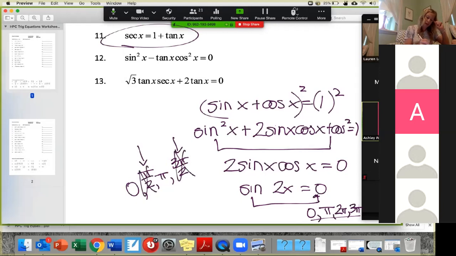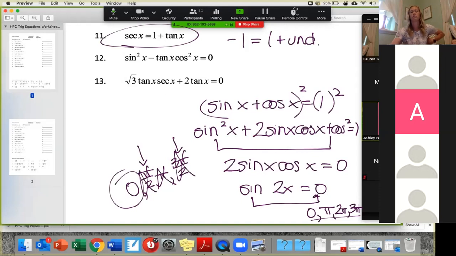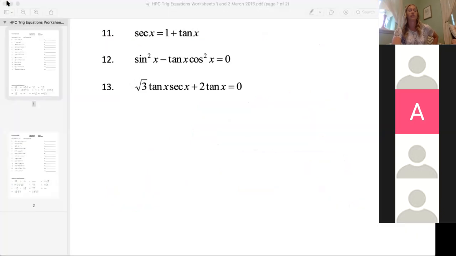And if I plugged back in pi, that would be a -1 on the left. And tangent at pi is sine over cosine, which is undefined. So that wouldn't have worked out either if I plugged it back in. So that's why 0 is the only one that ended up working out. But to me, that's actually harder than it was to just reason out where sine and cosine together equal 1. Sometimes the algebra makes things a little ugly.